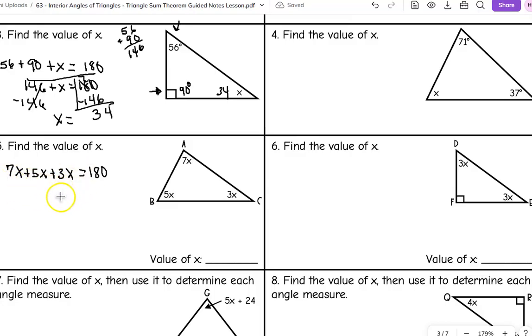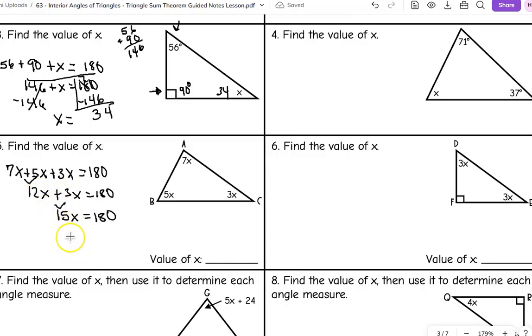That means we can add them all together. 7x plus 5x equals 12x. So I have these two I put together, plus 3x equals 180. 12x plus 3x equals 15x equals 180. So first I did 7x plus 5x and got my 12x. I then did 12x plus 3x and got 15x.